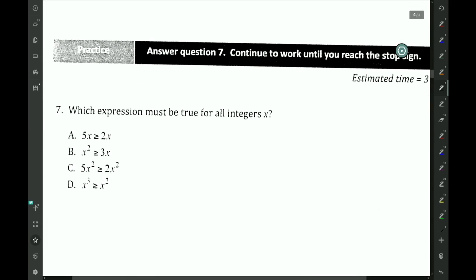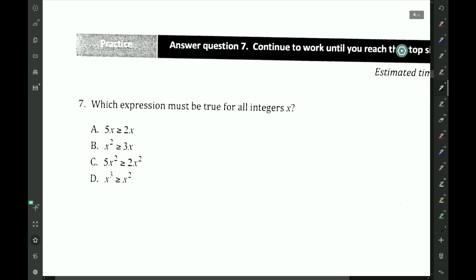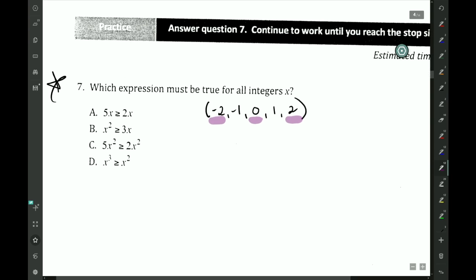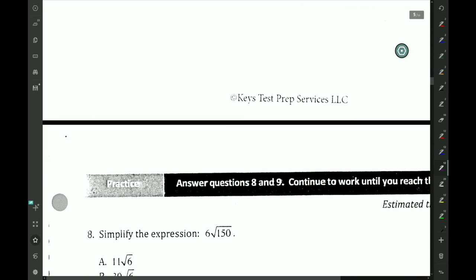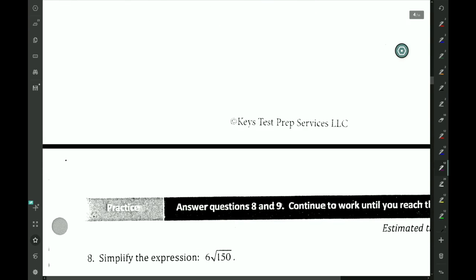Okay, so another one here for 7, which expression must be true for all integers. Another star to try out, but again, if you want to try -2, -1, 0, 1, and 2, those are good options. Specifically, -2, 2, and 0. Try those stars out, and let me know.